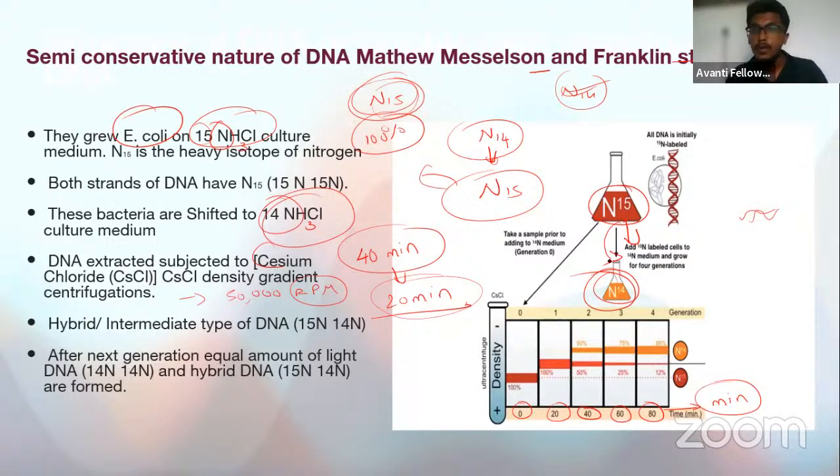So we take the cells, the moment we add from N15 to N14 media, and subject them to density gradient centrifugation. We use cesium chloride. Remember this. The cesium chloride is the gradient that we use for separation. Understood? Now, once we have this cesium chloride separation, at the 0th minute, the moment I did the centrifugation, in my centrifuge tube I can see that there is one band. This band is 100%. There is only one band and it is at a certain depth.